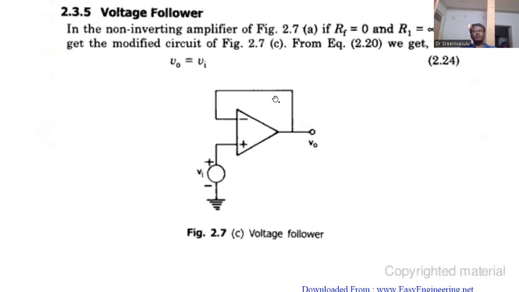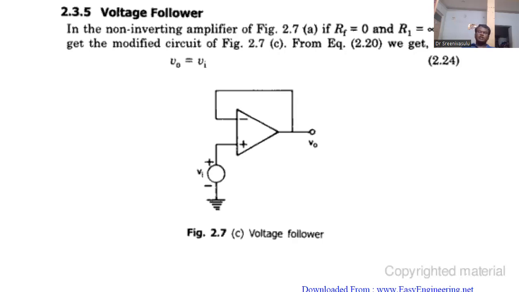Next one is the voltage follower. In the name itself, voltage follower means the output voltage follows the input voltage. Now, in the non-inverting amplifier circuit, we are going to do some modifications. The first modification is that RF is 0. RF equal to 0 means it is short circuited.